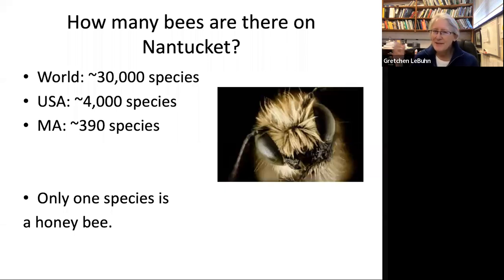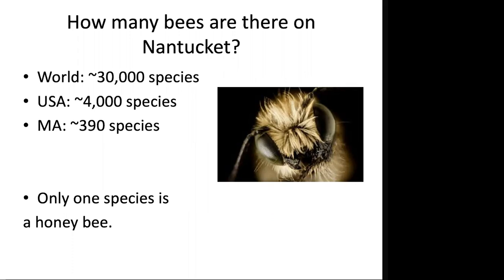How many bees do you think there are in Nantucket, given that there are 390 in Massachusetts? I don't have an accurate number for Nantucket, but I do for Martha's Vineyard.